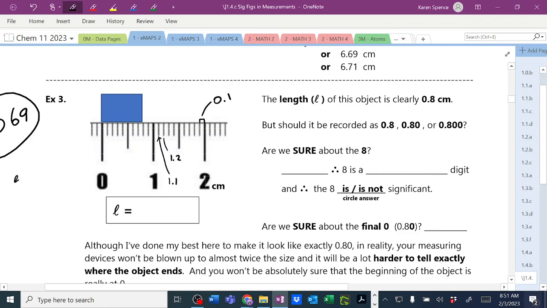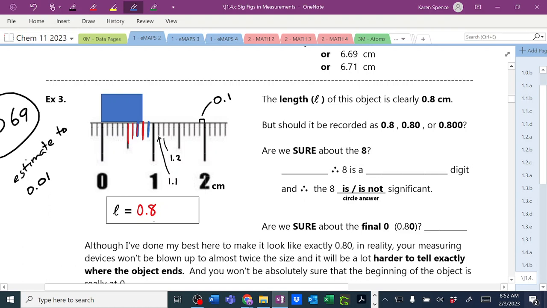So we can estimate to the 0.01. Now our little blue box appears to be right here. So this would be 0.5, 0.6, 0.7, 0.8. So our length is equal to 0.8 centimeters. However, we're sure about that 0.8. There's no way that that is perhaps 0.7 or 0.9.